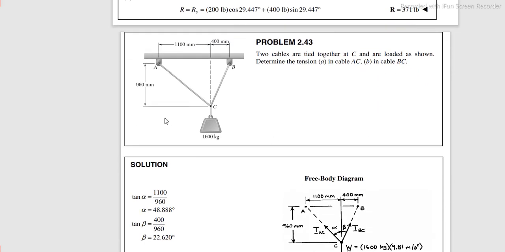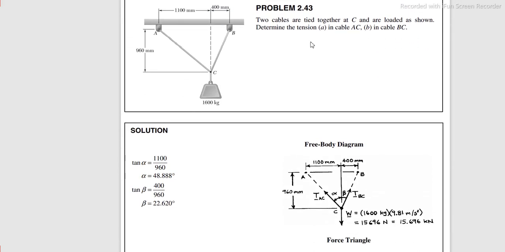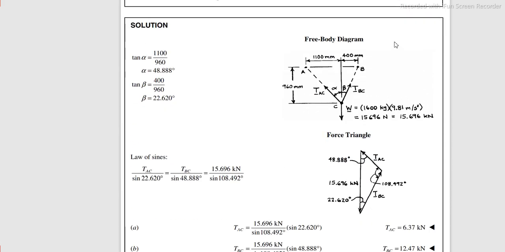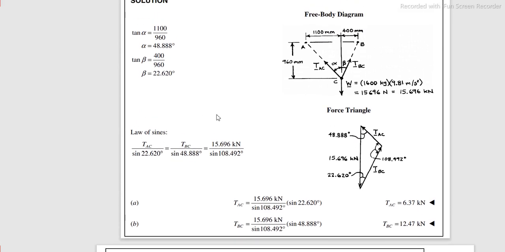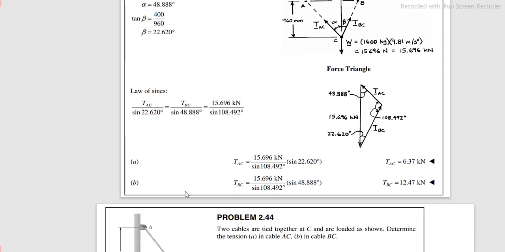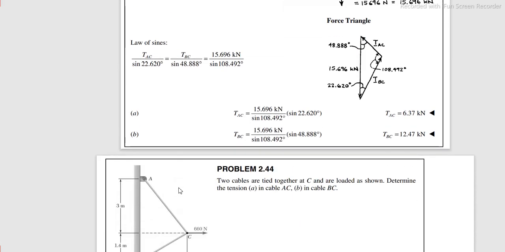Problem 2.43. Two cables are tied together at C. Here is C, and it is loaded as shown. Determine the tension in cable AC and cable BC. For cable AC and for cable BC, the tension will be measured. So the free body diagram, force triangle, and the law of sines, the tension will be measured.